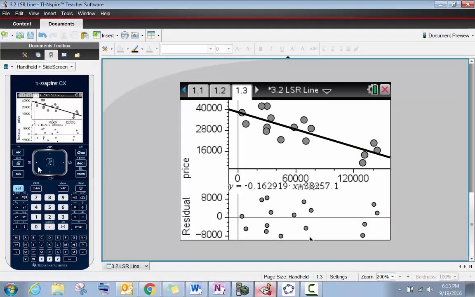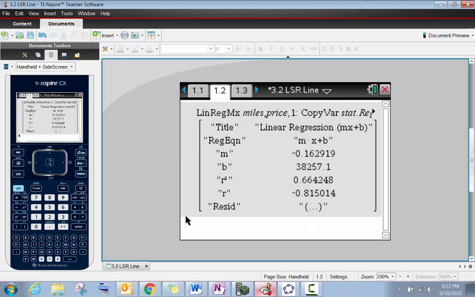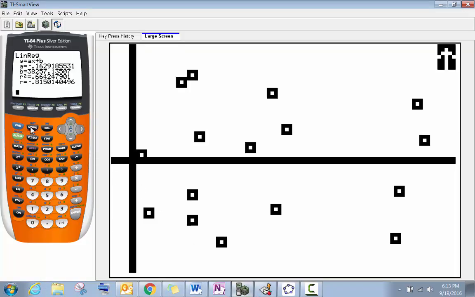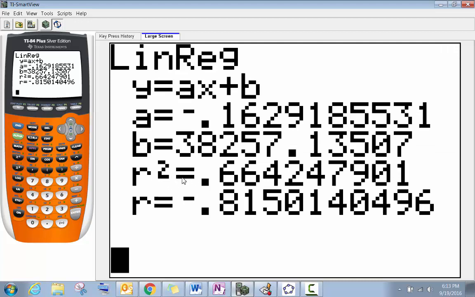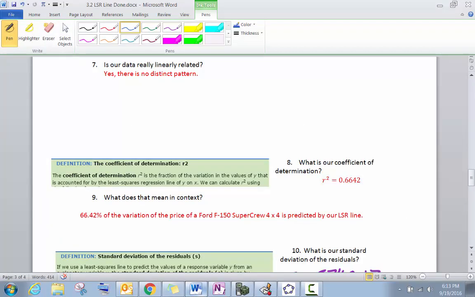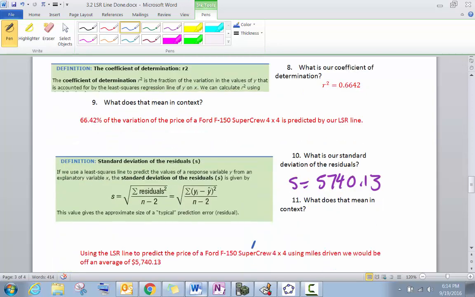But when we looked at this, our R squared is right here, 0.6642. And it's always going to be positive because it's something squared. Again, with the 84, our R squared was also here. So all this data was here on Monday, we just didn't look at it. So it's 0.6642. It means 66.42% of the variation of our response variable, the price of this truck, is predicted by our least squares regression line. It's really how good our line is.